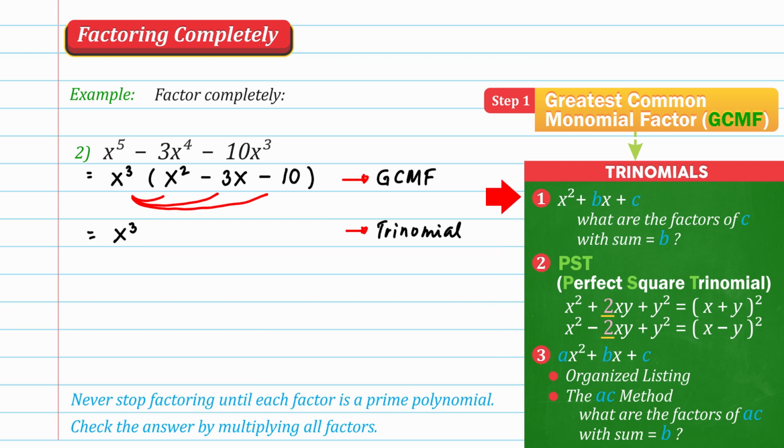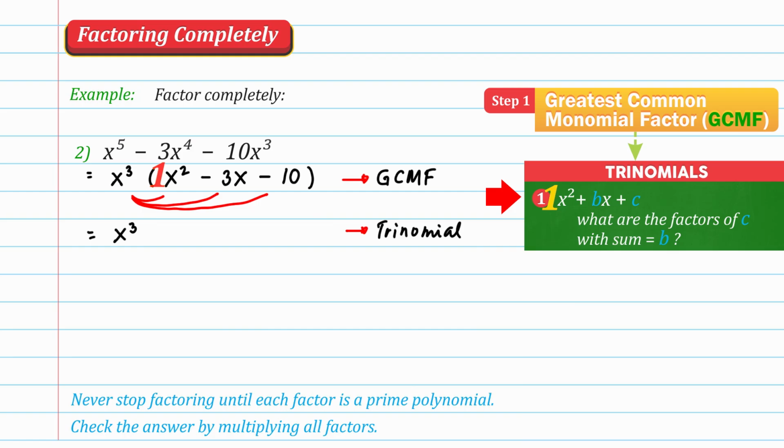Let's check if it's the first case where the leading coefficient is equal to 1. By checking, the numerical coefficient of the first term is indeed 1. So, it's the easiest case. It's the first case. We set up the binomial factors here. And surely, x are the first terms and we need only to find the constants. Remember that we can only use this technique if the leading coefficient is 1. Now we need to ask, what are the factors of c with sum equal to b?